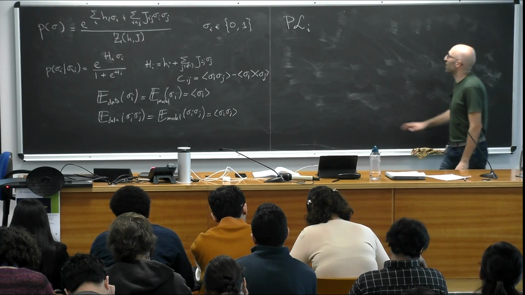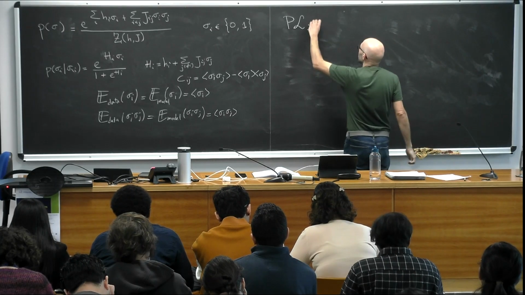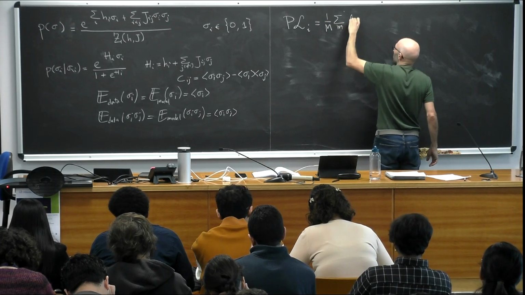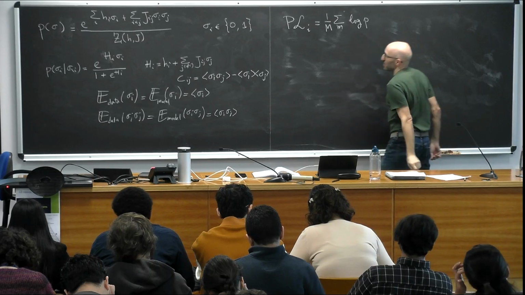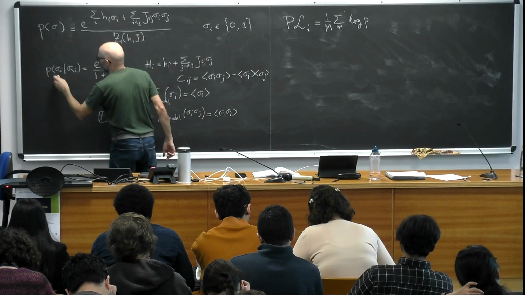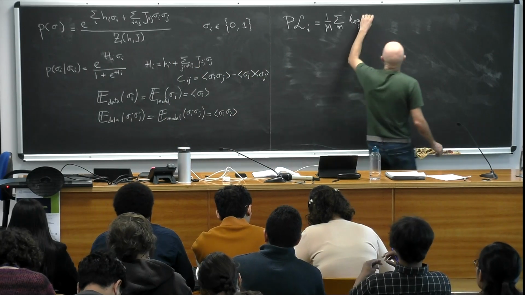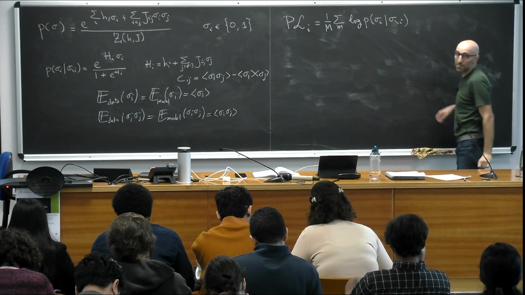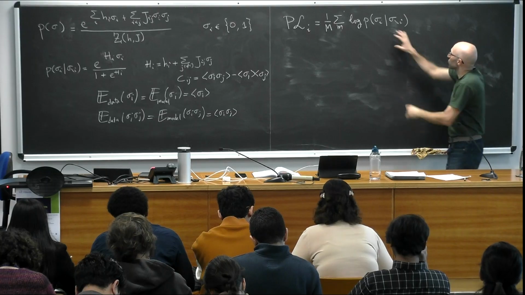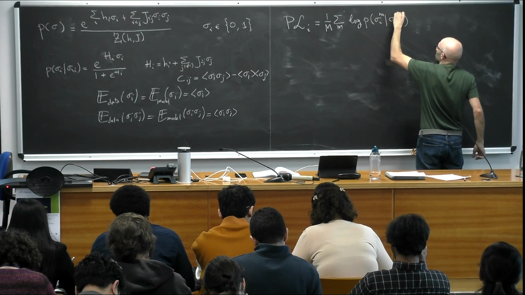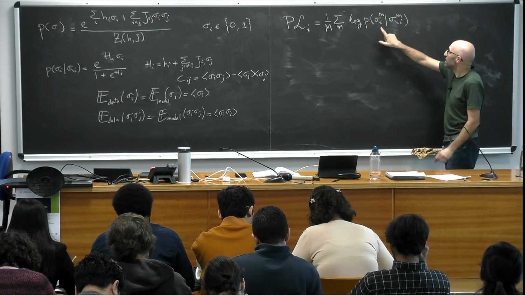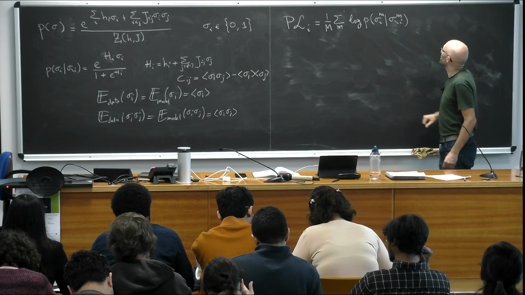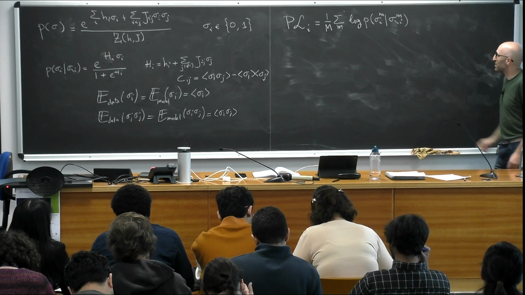you define a pseudo-likelihood, which is 1 over m times the sum over your data of the logarithm of the probability of sigma I conditioned to the other variables. So here you have data. On each data point, you have the value of sigma I, and you have the value of all the others. So you compute this, and you maximize the pseudo-likelihood.